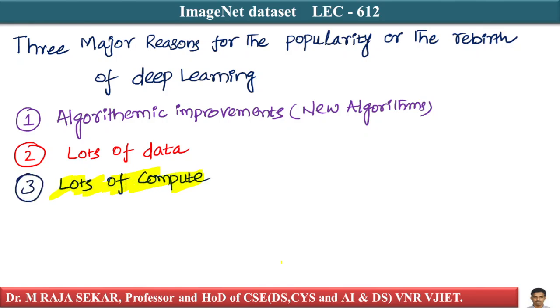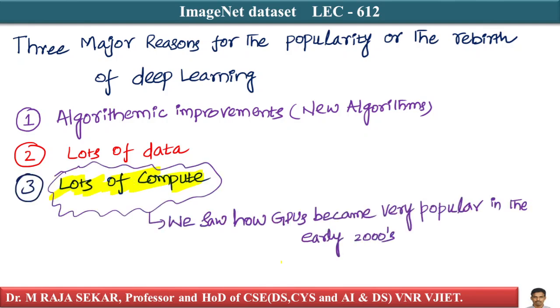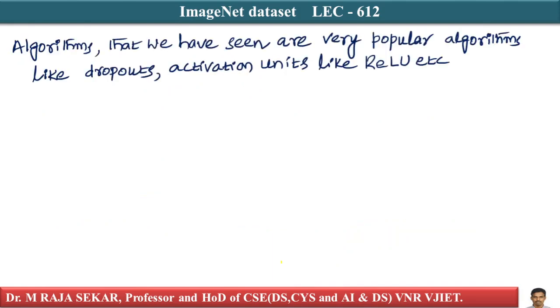We saw how GPUs became very popular in the early 2000s, isn't it? And as for algorithms, we have seen very popular algorithms like dropouts. Just try to recall our previous lectures: dropouts, activation units like ReLU, etcetera, isn't it? What about data? There is a very popular dataset called ImageNet.